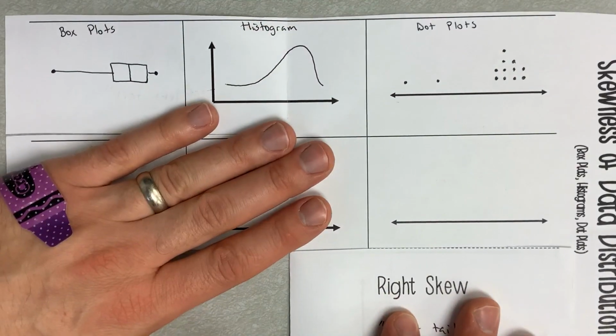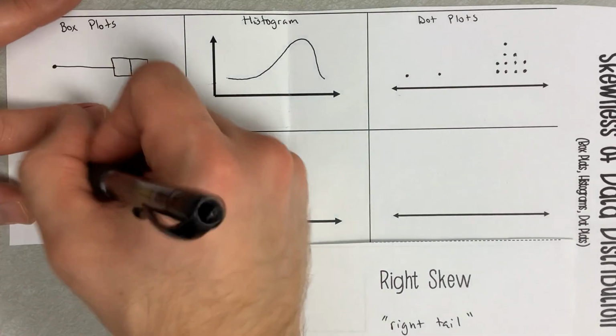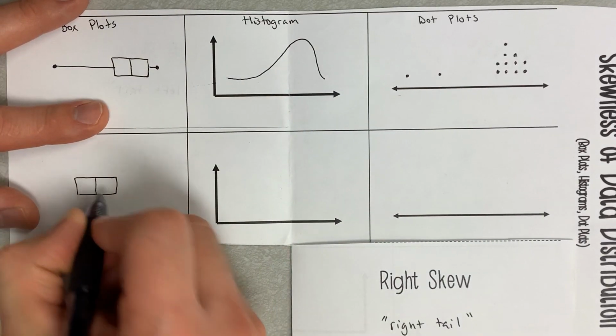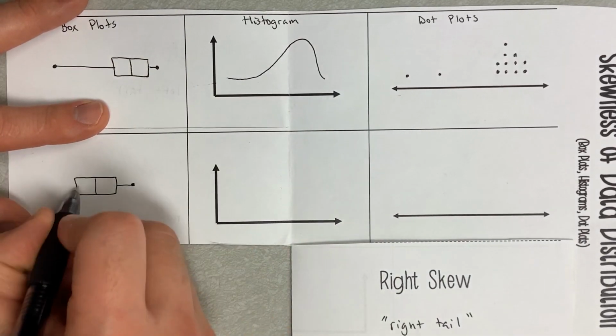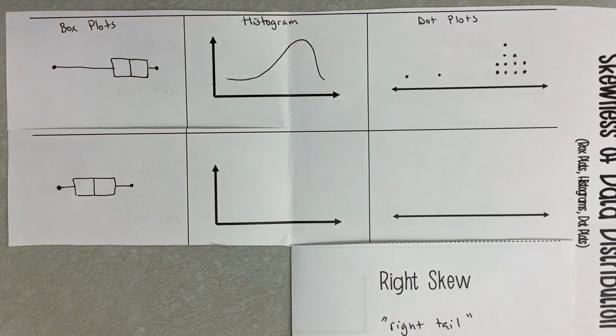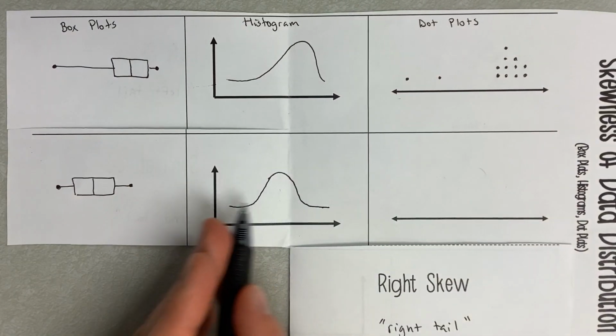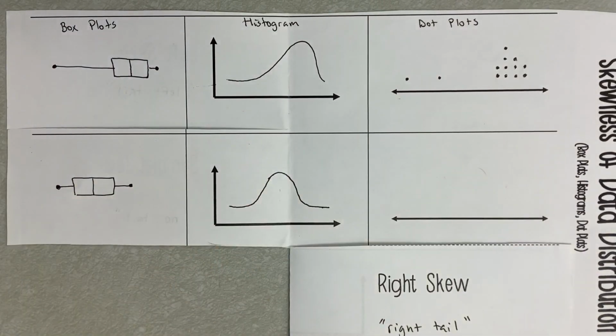For symmetrical, no tail. Well, when we go through these, I'm going to do things that really don't tail off, right? Everything's gonna be kind of nicely in the middle, just evenly distributed. So if I had a box plot, both whiskers are relatively the same size. In my histogram, notice the hill is pretty much in the middle. The tail's not bigger left or right. There's really no big tail.